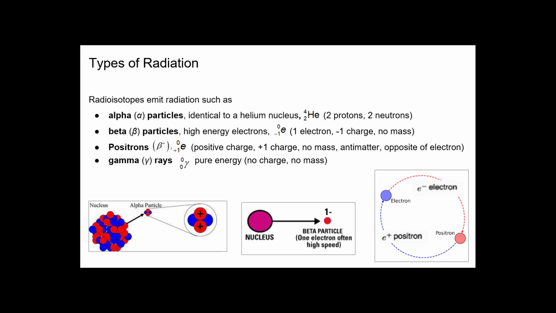So again, this is a positron. It's the opposite of an electron, or a beta particle. Where a beta particle has a -1 charge and uses an e as a symbol, a positron uses an e as a symbol, but with a +1 because it's antimatter, which means it's the opposite of an electron. And then we get to the last one, which is gamma rays. Gamma rays are high energy radiation, and they have 0 charge and 0 mass, pure energy. They are usually released from an unstable nucleus along with some other type of radiation, maybe alpha and beta.